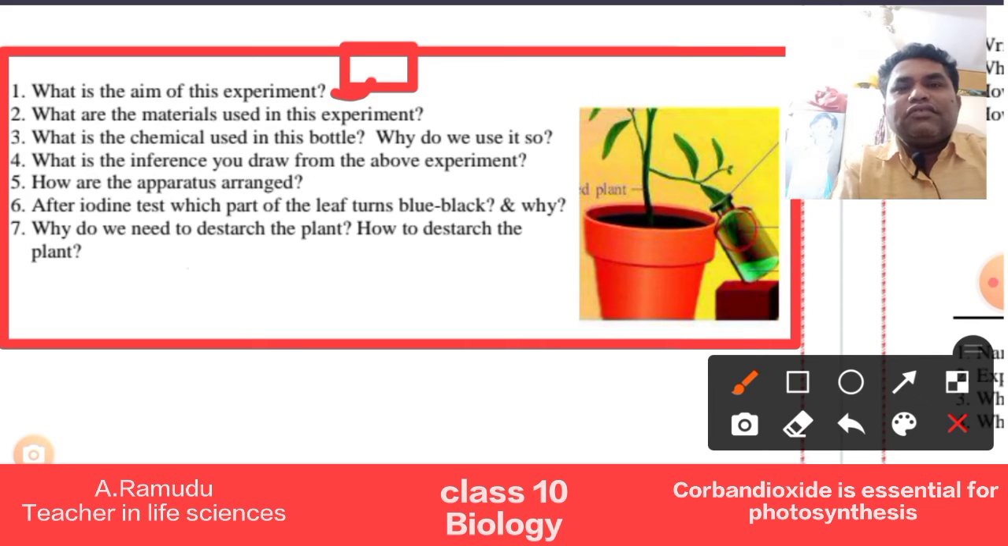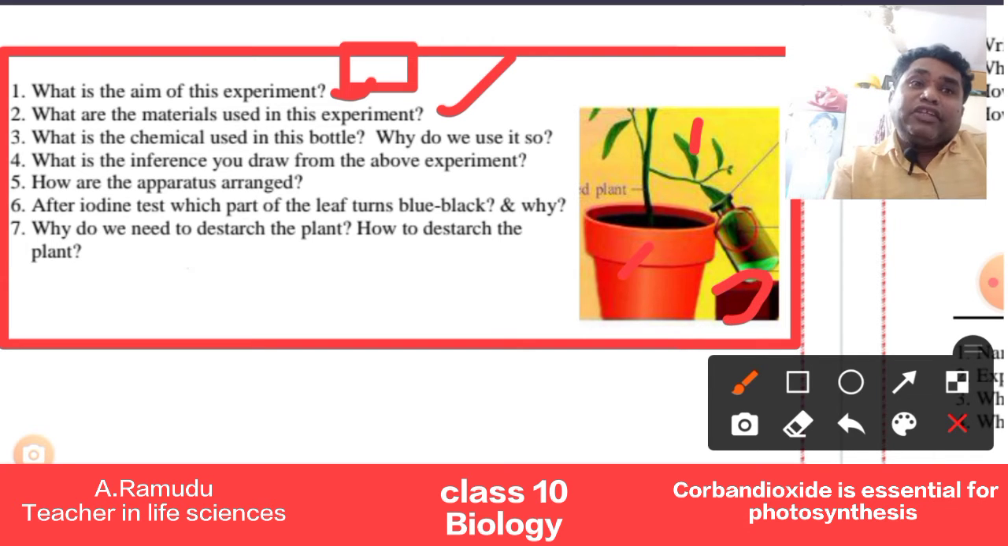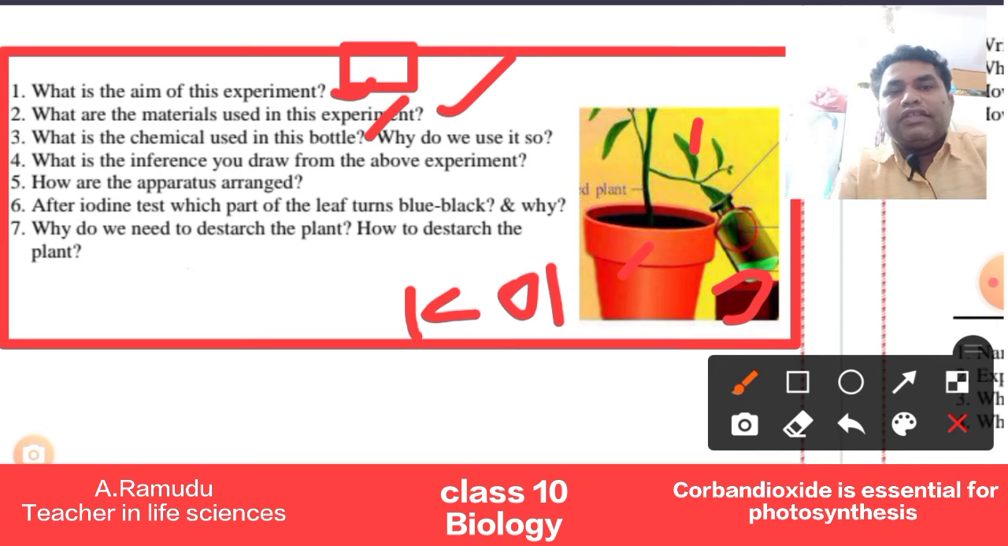The second question: what are the materials used in this experiment? A healthy potted plant which has long and narrow leaves, a wide-mouthed glass bottle with a rubber cork, a wooden block, and KOH solution. The third question: what is the chemical used in this bottle? KOH. We use KOH in this bottle.